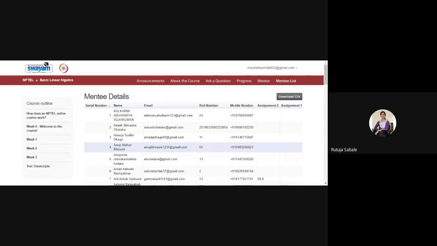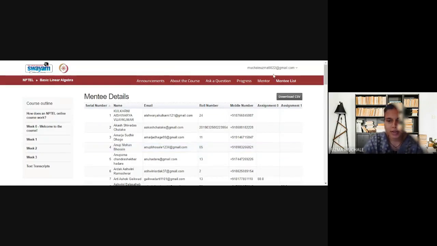Same window will be appear on a mobile phone also. Okay.